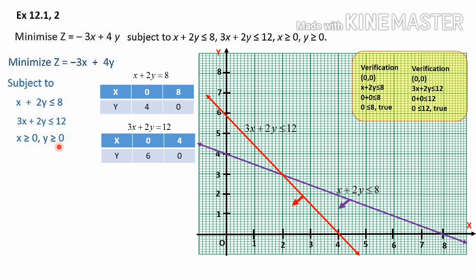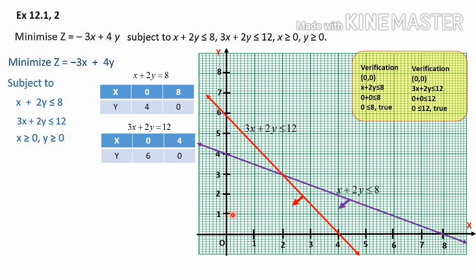Next is y greater than or equal to 0. y greater than or equal to 0 in the sense 0, 1, 2, 3, 4 y values. Means above the x-axis, the upper portion. Positive side of y-axis is the wanted region. So positive side of y-axis in the sense we can say that above the x-axis portion. This above portion is y greater than or equal to 0.